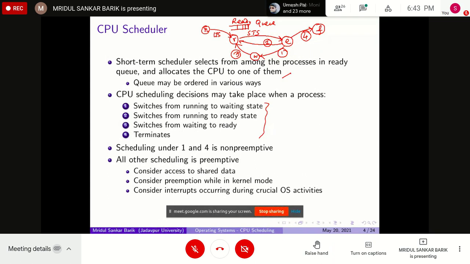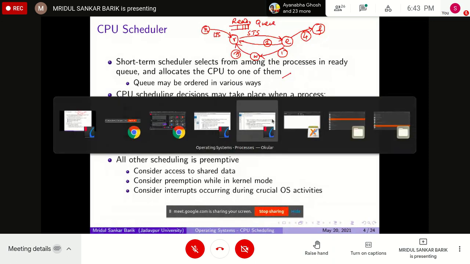So that process hasn't voluntarily released. It didn't say that its work is finished or that it is going for IO. That process was executing, but it was forcibly stopped and the CPU was taken away from it and given to another process. So that is called preemptive. If scheduling is done in case 2 and case 3, then we call it preemptive. Otherwise, it is called non-preemptive, right? So these are the 2 categories of short-term scheduling.